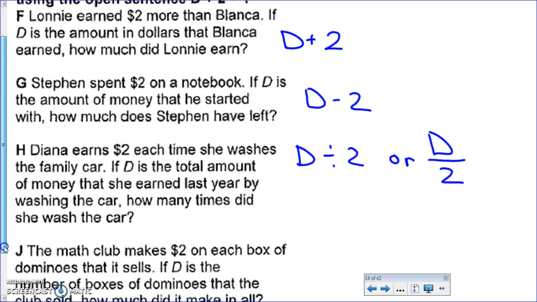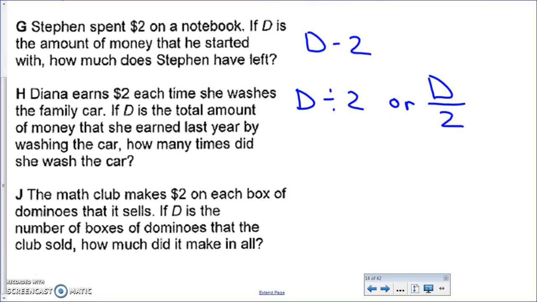Finally, for J, the math club makes $2 on each box of dominoes that it sells. If D is the number of boxes of dominoes that the club sold, how much did it make in all? Well, we're selling them for $2. We have D number of boxes, so we're going to multiply. So it's going to be 2D or D times 2.